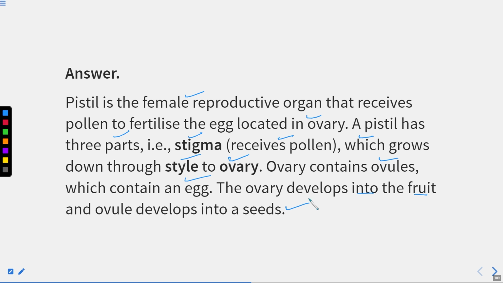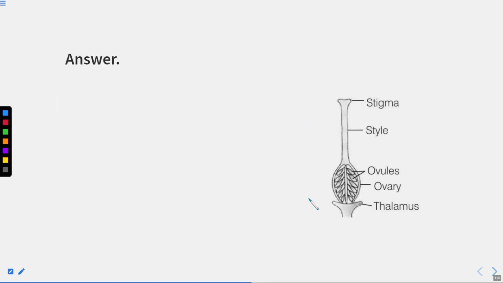Okay, so this was the answer to this question. Here you can see stigma, style, ovules are present within the ovary. This is thalamus, which is the swollen part of the flower. Ovary develops into fruits and ovule develops into seeds. Okay, these are the parts of the pistil.